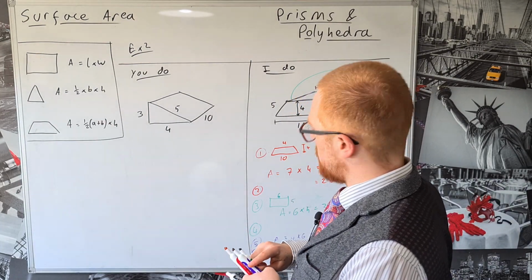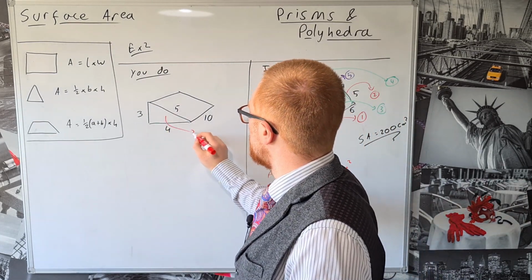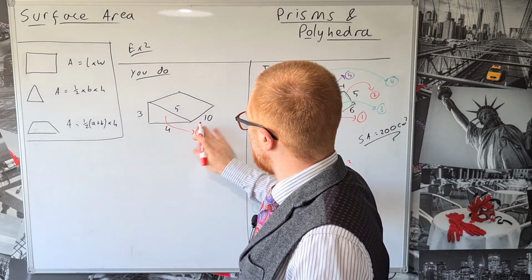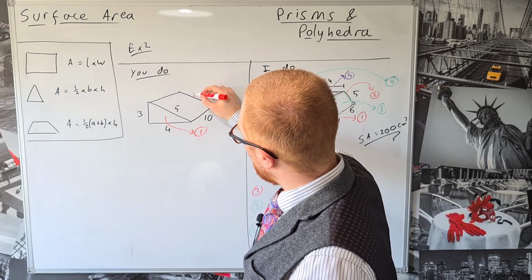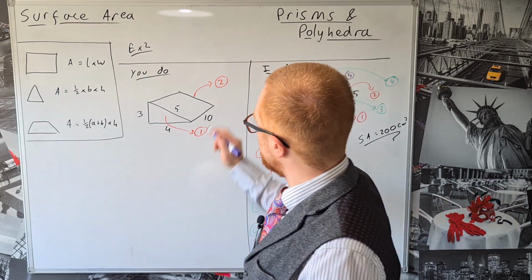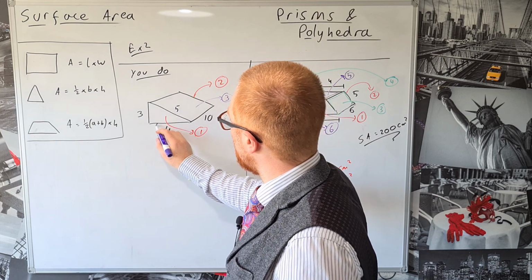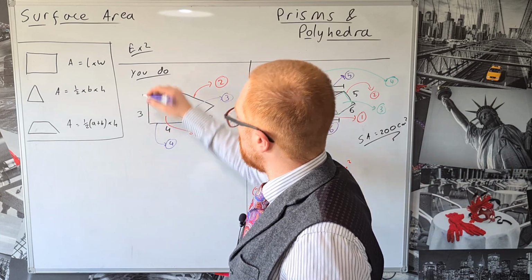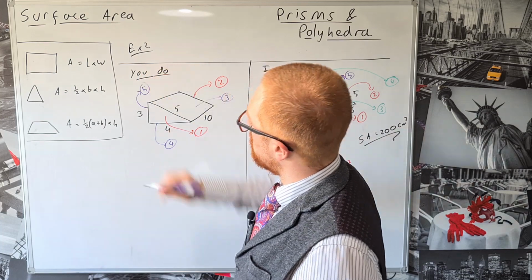So first thing we're going to do is label up our faces. So we've got this front face, we'll call that number 1. We've got our back face, we'll call that number 2. We've got, and these ones I'll do all in purple, we've got this rectangle here, we'll call number 3. We've got the rectangle on the bottom, we'll call the number 4, and we've got this rectangle at the back that we'll call number 5.